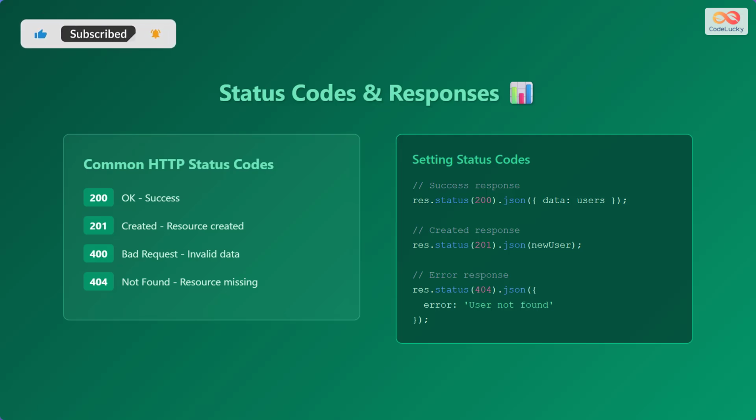On the right is an example of setting these status codes. To respond with the status codes, we use the response.status function and then pass the JSON data to the response.json function.